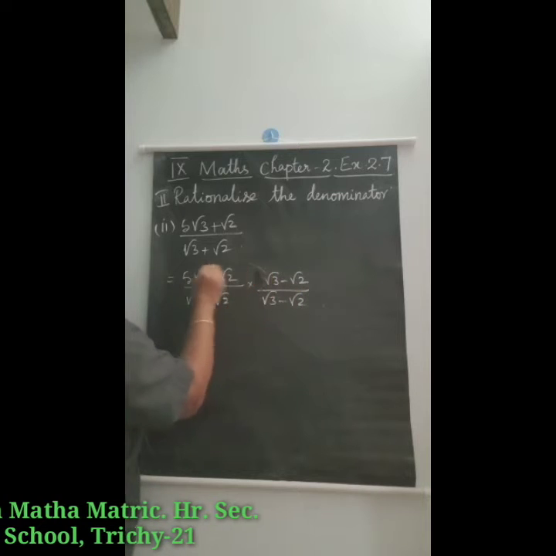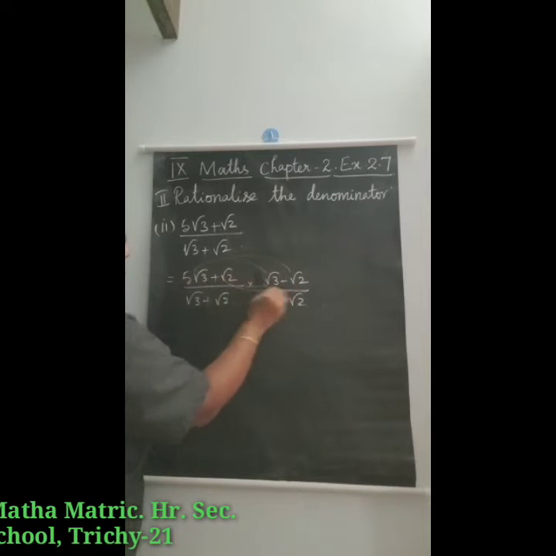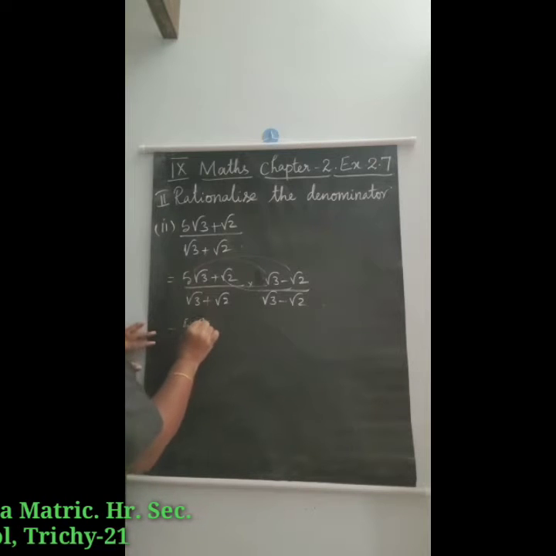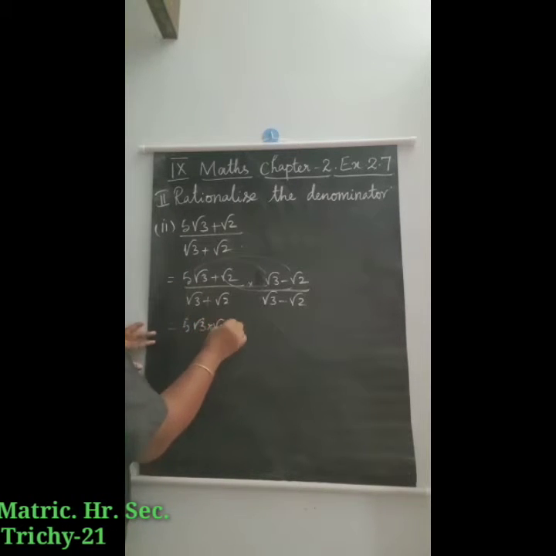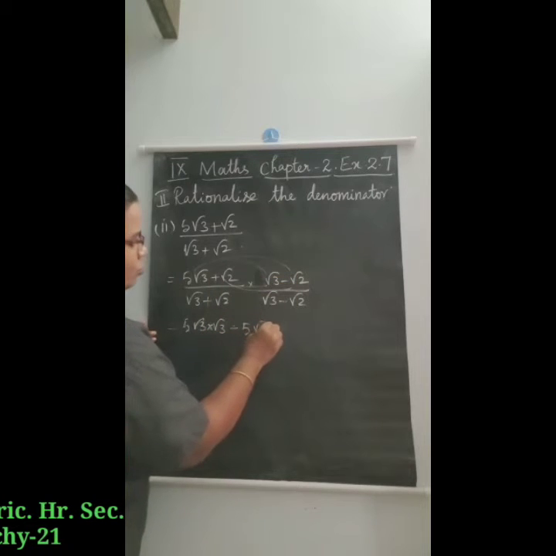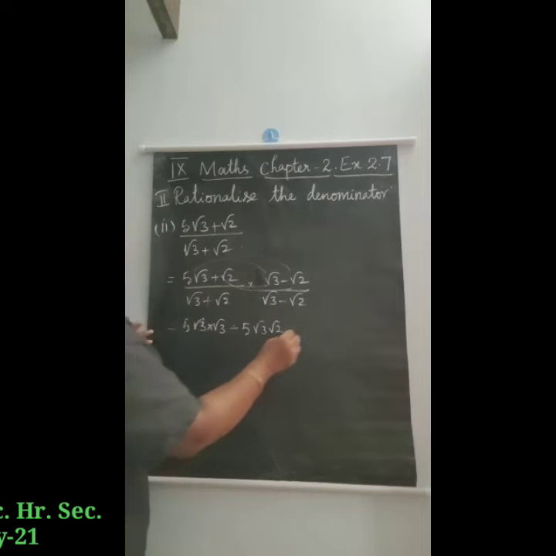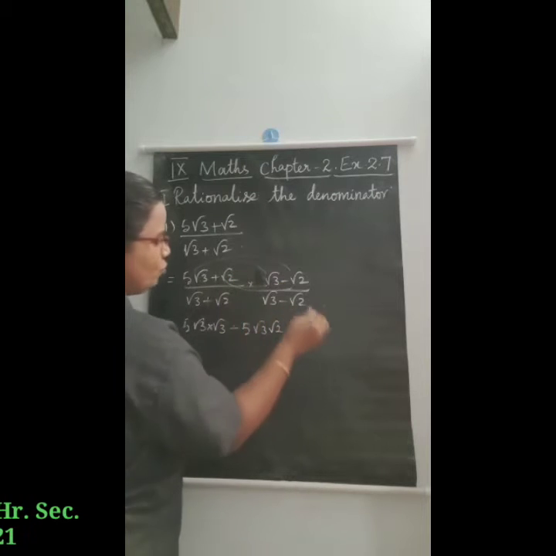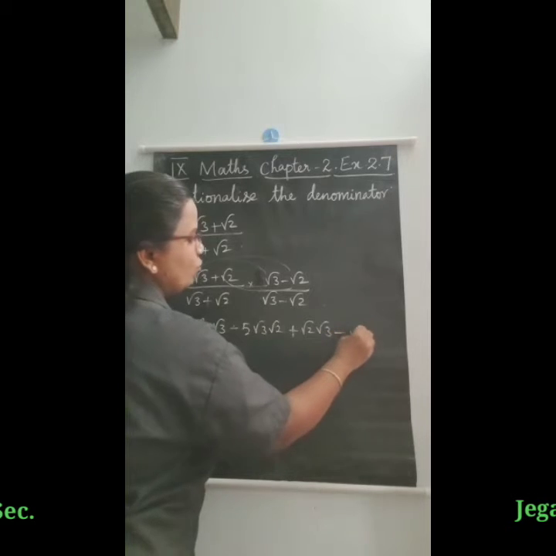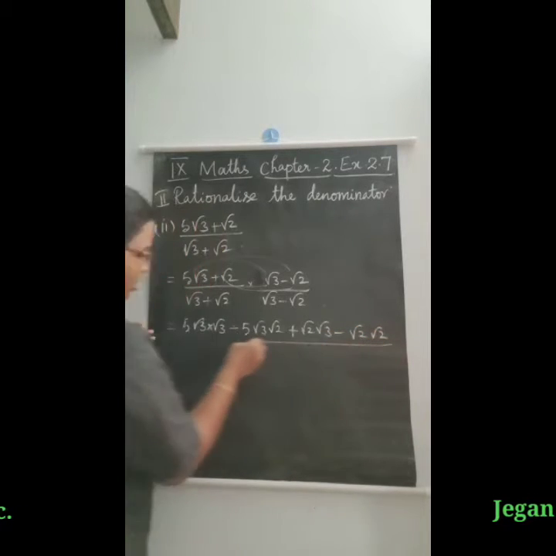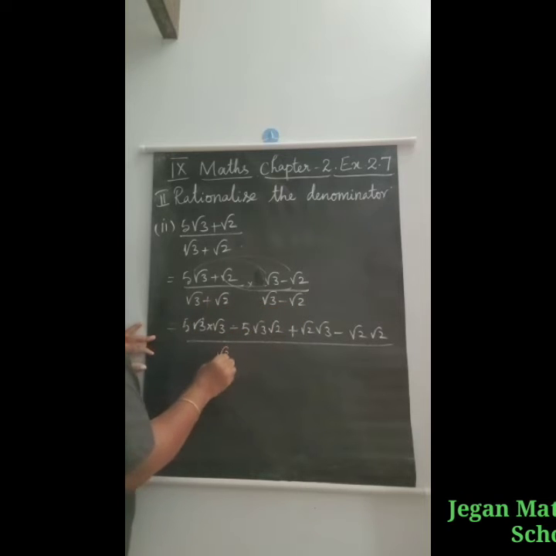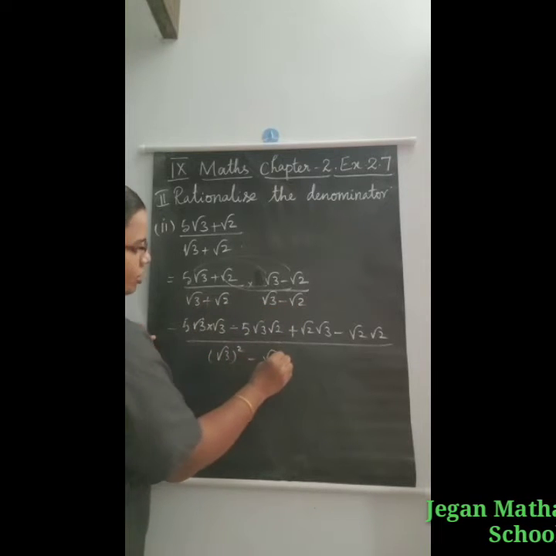So first you have to multiply this throughout. So that is equal to 5 root 3 into root 3, and second term minus 5 root 3 into root 2, plus 2 root 2 into root 3, minus root 2 into root 2, divided by this is a plus b into a minus b, so a square minus b square.